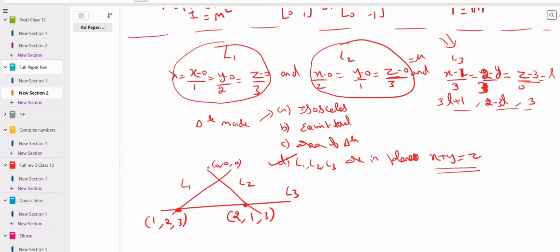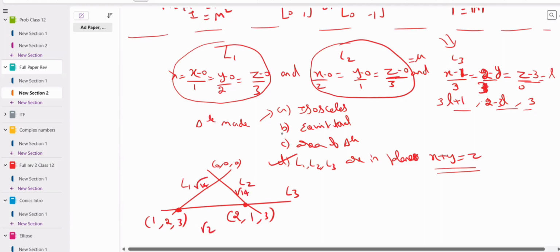That's it. So now when you apply the distance formula between these points, you're going to get the distances. This will be root 14. This will also come root 14. And the distance between these two will be 1 plus 1, root 2. So it's not equilateral. It is isosceles.